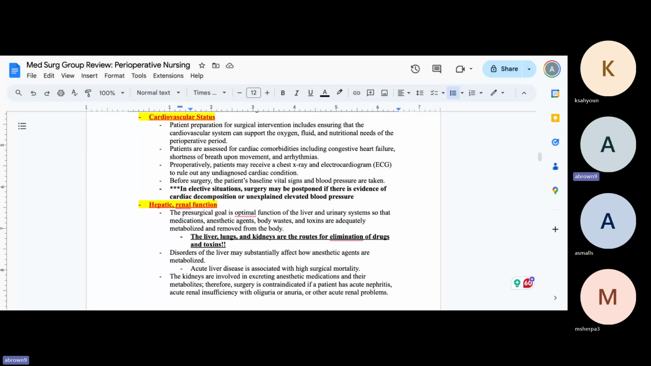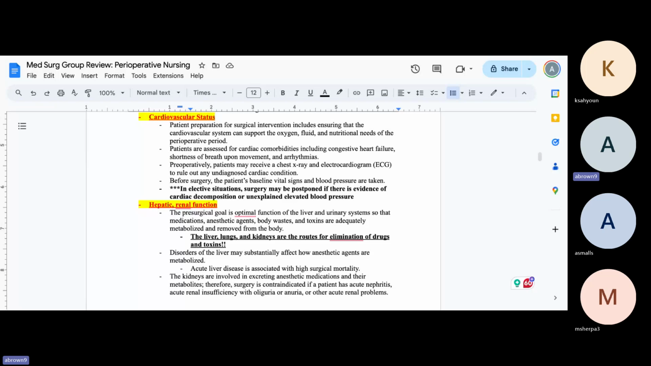So, cardiovascular status. Patient preparation for surgical intervention includes ensuring that the cardiovascular system can support the oxygen, fluid, and nutritional needs of the perioperative period. So we want to make sure that their heart is working well. Patients are assessed for cardiac comorbidities, including congestive heart failure, shortness of breath upon movement, and arrhythmias.